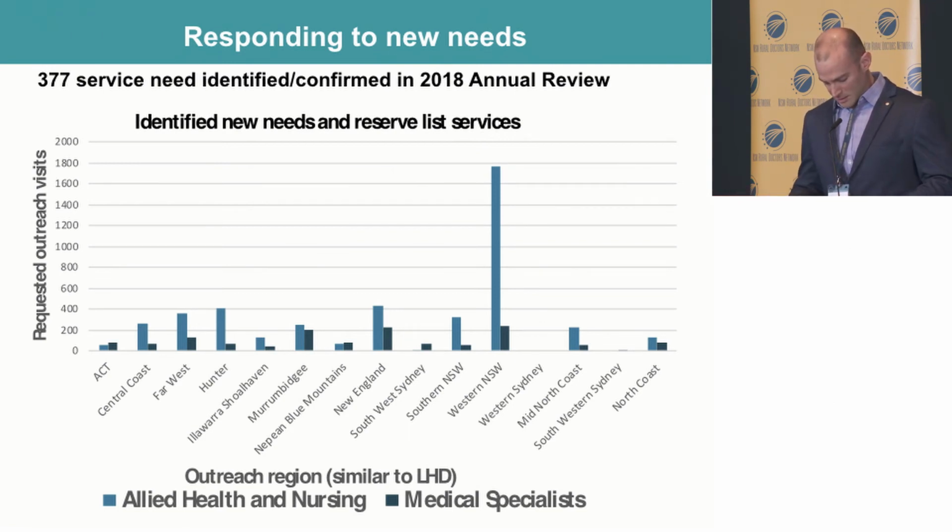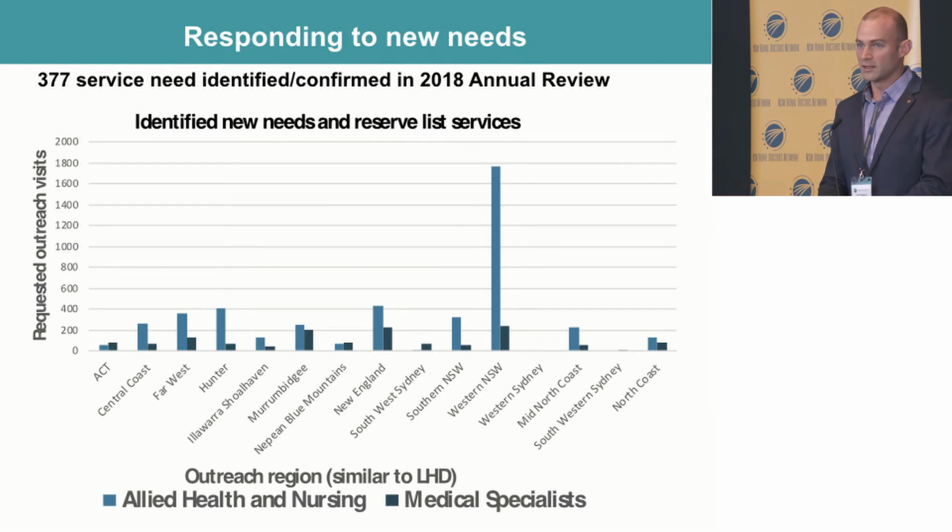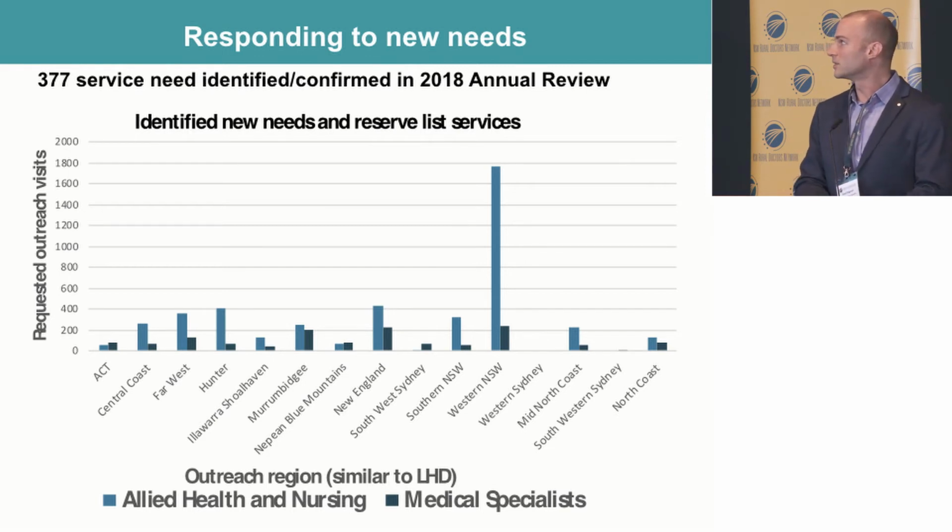Kate and others alluded to the need. This is the results of our latest annual review. More than 370 new outreach service gaps have been identified through that latest round of reviews. Unfortunately, we aren't in a position to actually respond to many of them. The challenge for us really is to look at the priority of services we are funding and work with you to identify whether those are continuing priorities and massage around the edges of the program to respond to the most pressing needs.